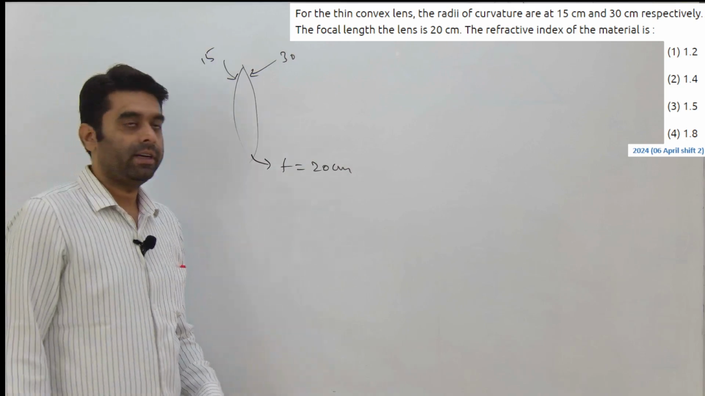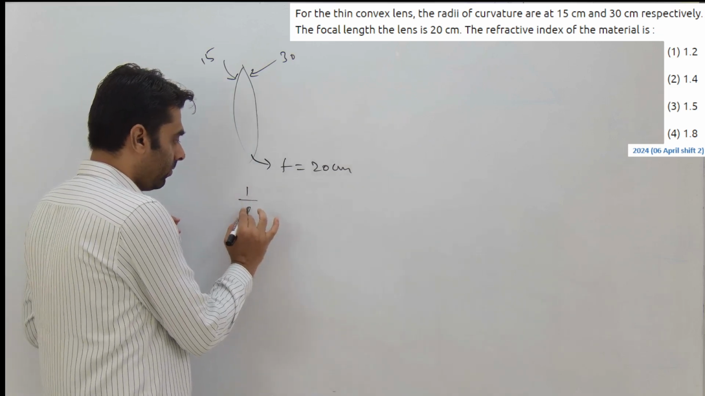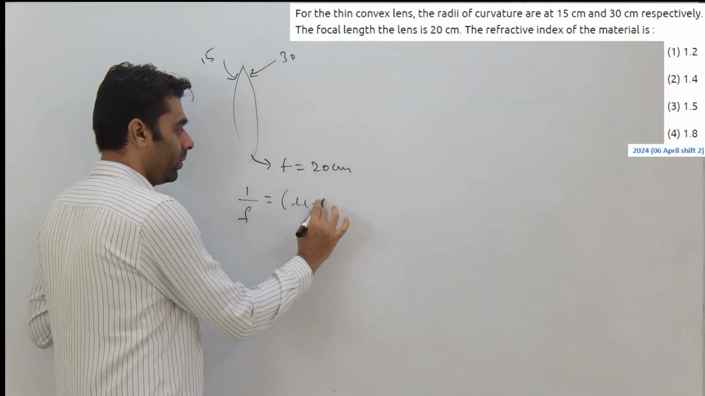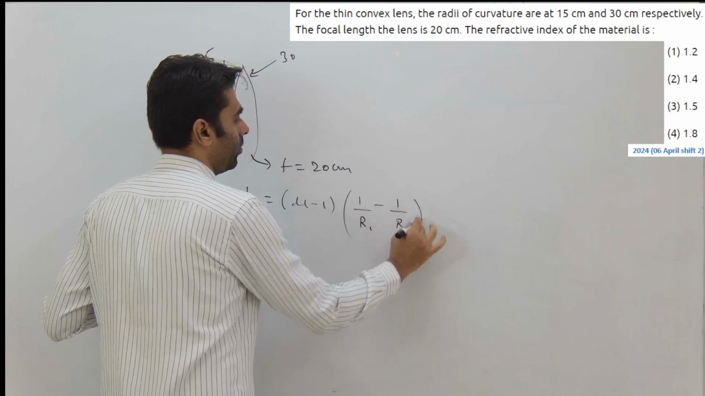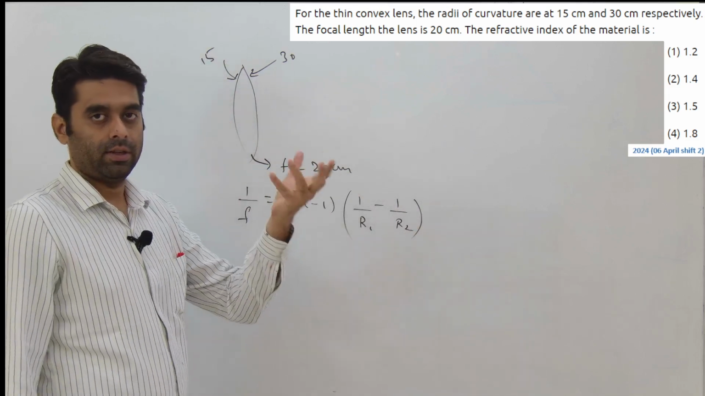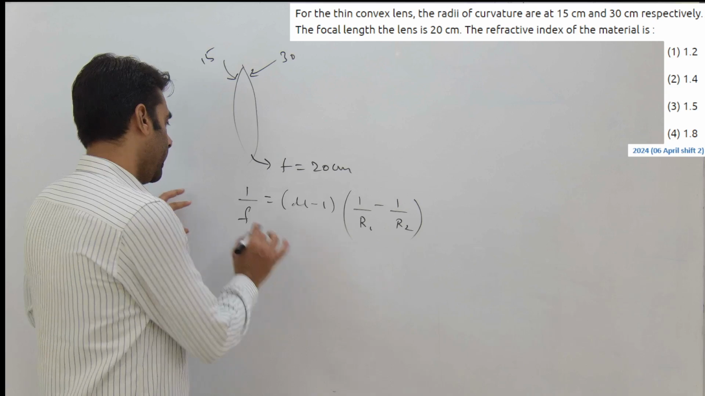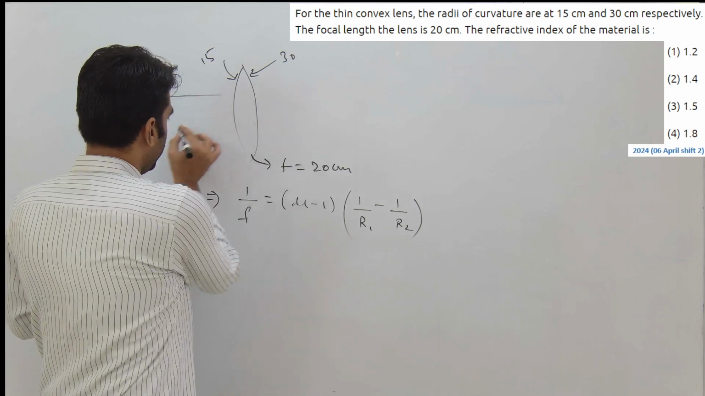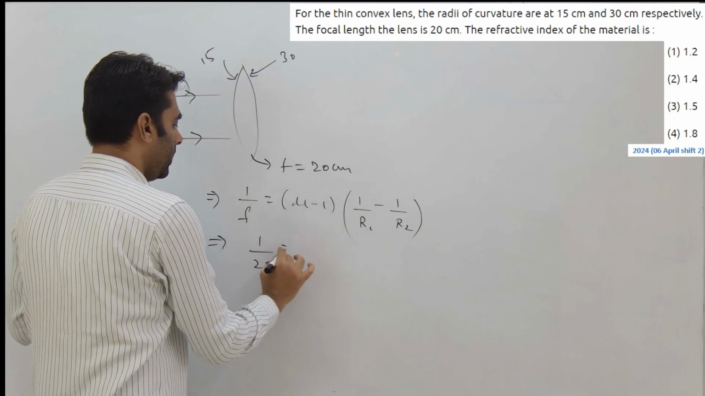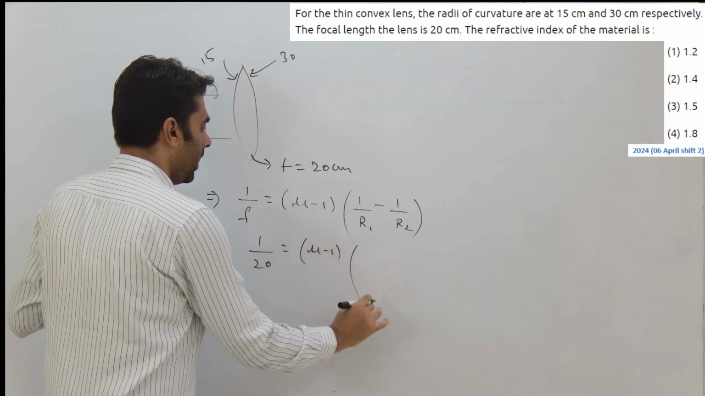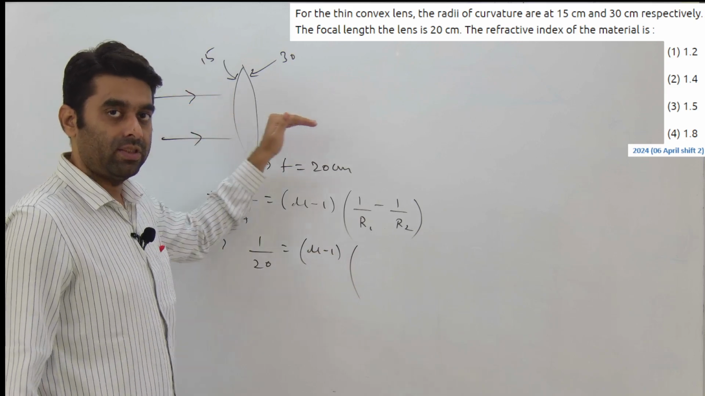So the refractive index of the material. What is our lens maker's formula? We'll be using the lens maker's formula. 1 by F is equal to (mu minus 1) times (1 by R1 minus 1 by R2). Over here I have considered that, since nothing is mentioned, the outside medium is air. Now let's assume the light ray is coming from this side. So what can we write? 1 by 20 is equal to mu minus 1. R1 will be positive because the radius of curvature is in the direction of the incident ray.